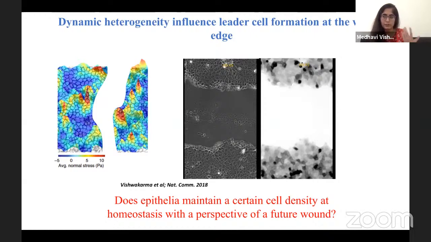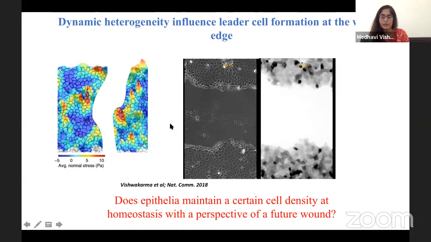So what we hypothesized, or what we wondered, is whether the epithelium maintains a certain cell density at homeostasis from the perspective of a future wound. For example, if the density is much higher or much lower, you don't see this kind of dynamic heterogeneity behavior, and would that affect a future wound? If there is a wound, the cells would not be able to migrate efficiently and so on.